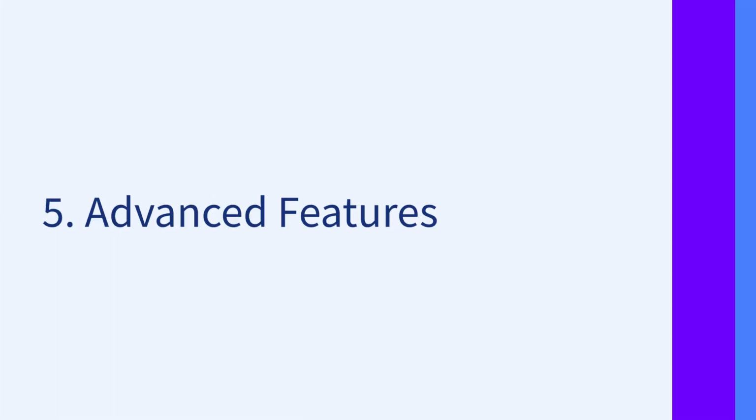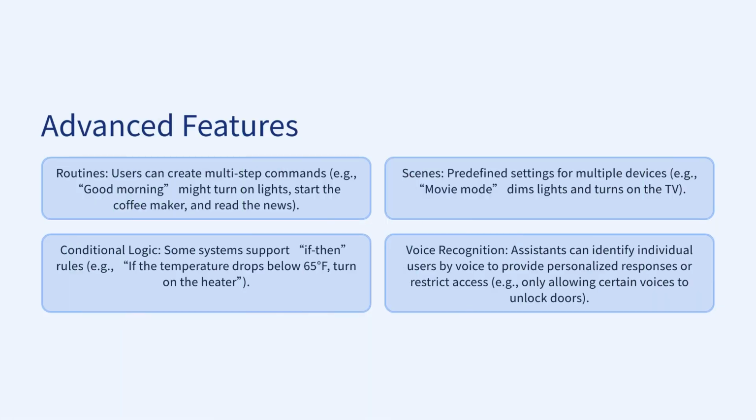5. Advanced features. Routines. Users can create multi-step commands. For example, "Good morning" might turn on lights, start the coffee maker, and read the news. Scenes. Predefined settings for multiple devices. For example, movie mode dims lights and turns on the TV. Conditional logic. Some systems support if-then rules. For example, if the temperature drops below a set number of degrees Celsius, turn on the heater.